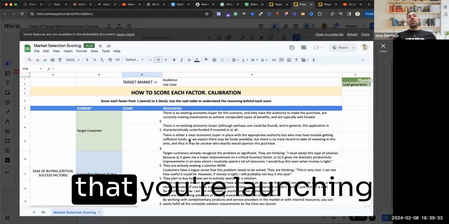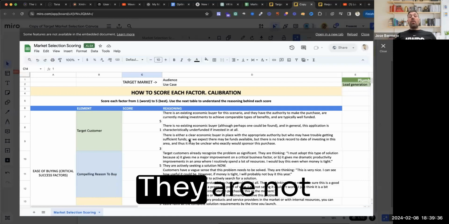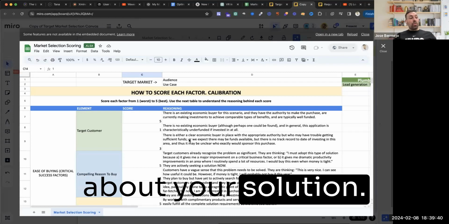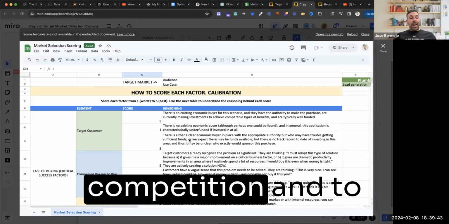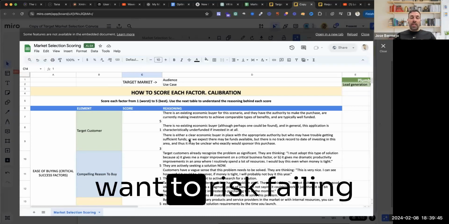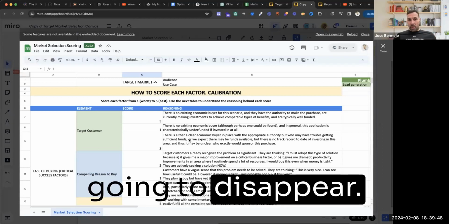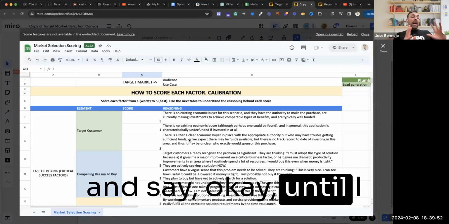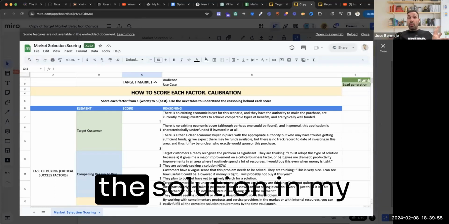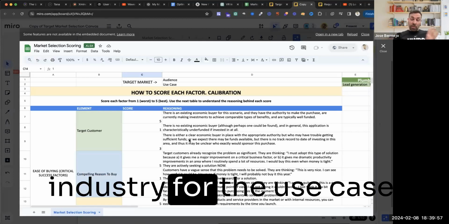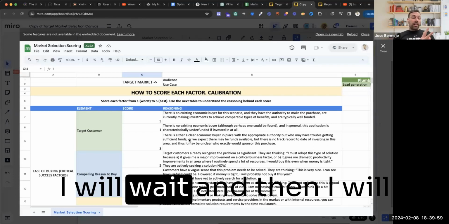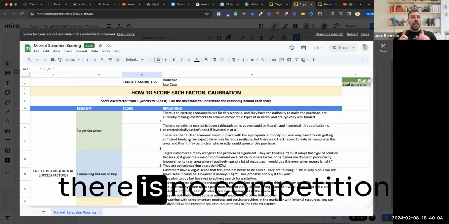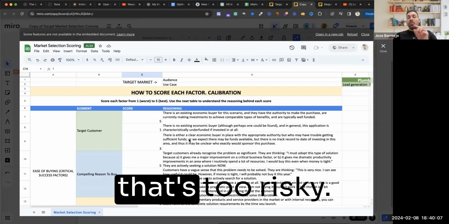So what that means is that you're launching a brand new thing. They are not going to try first. They are going to wait to see what the market thinks about your solution, to see if there is competition and to validate the market, because they don't want to risk failing or something that is going to disappear. So they will wait, hold, and say, okay, until I see that all these early adopters have bought the solution in my industry for this use case, I will wait. And then I will look at the competition or I will compare. If there is no competition and I cannot compare, that's too risky.